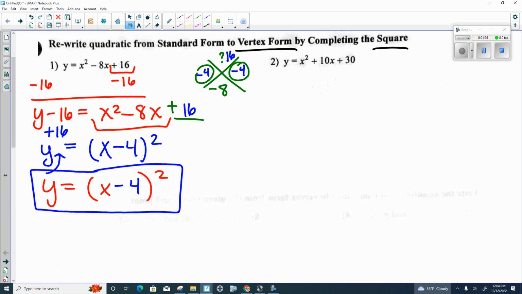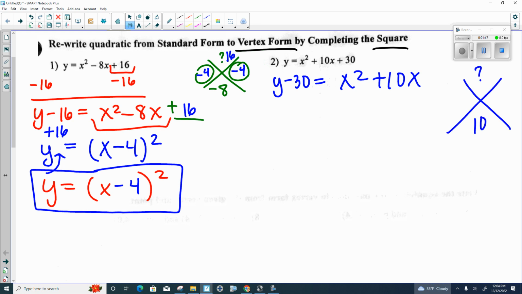Let's try it again for this one. Get the 30 out of the way. All right, so again, if we don't know this number, we know this is a +10, and these have to be exactly the same value because it has to be a perfect square trinomial.